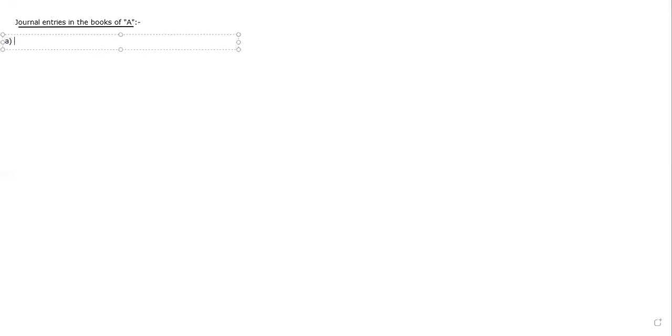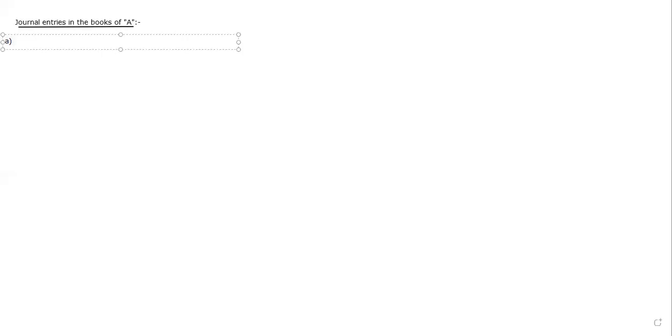So what is the first one? The first one says: acceptance to B for rupees 500 retired before due date. So acceptance to B. Now here A is acting sometimes as a creditor and sometimes as a debtor. When he is a creditor, it is a receivable for him. When he is acting as a debtor, it is a payable for him. Now I should recognize which is a receivable and which is a payable.